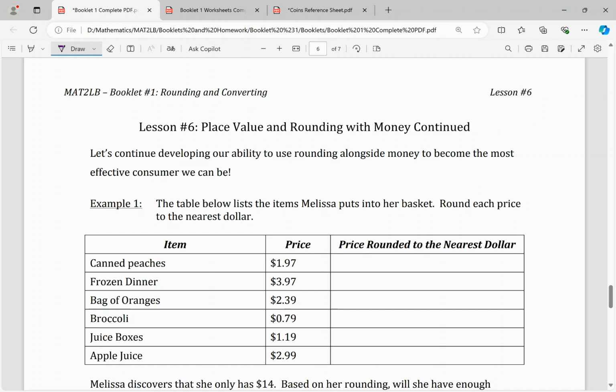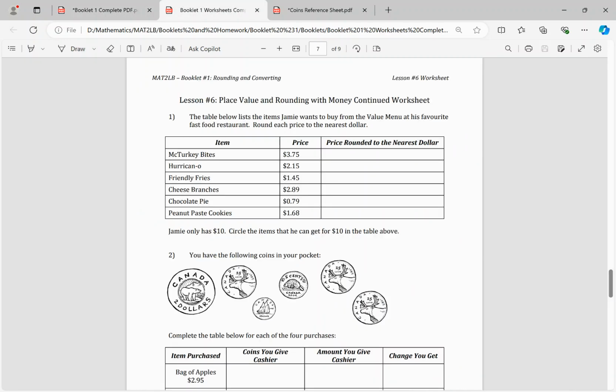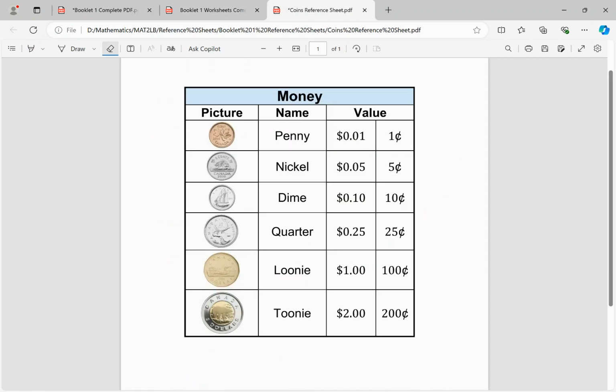Now today you're going to need the lesson as well as the worksheet, which comes after in your booklet. And since we're dealing with coins, you might also want this reference page in the back of your binder with all the different kinds of coins and what they represent.